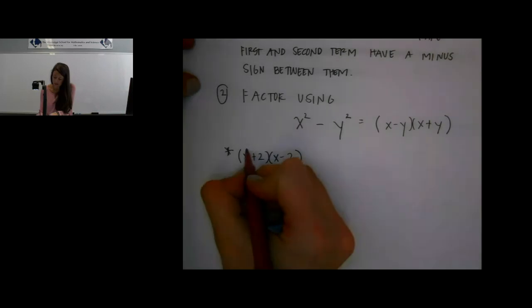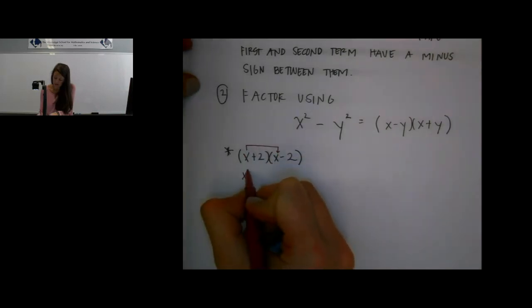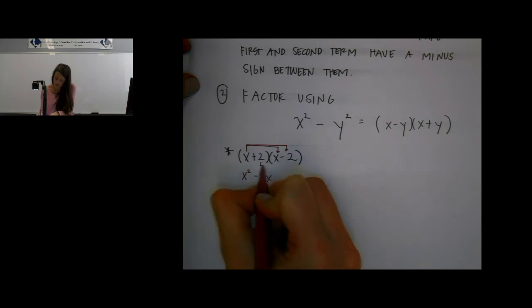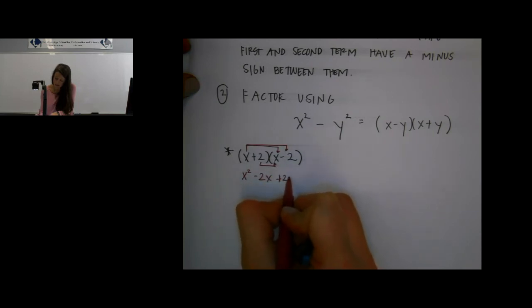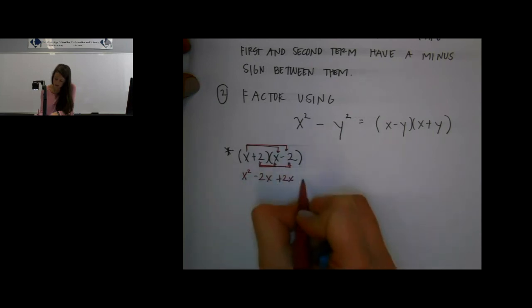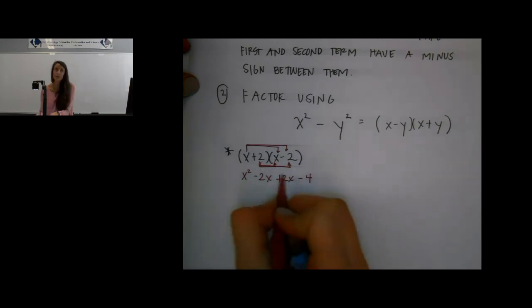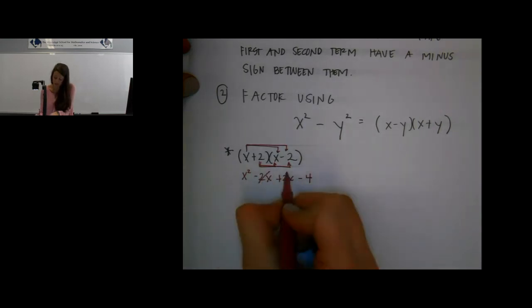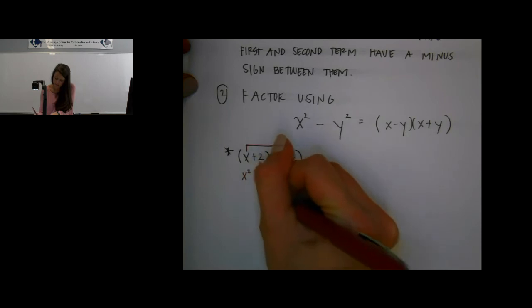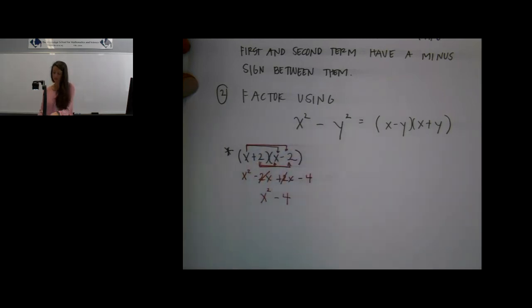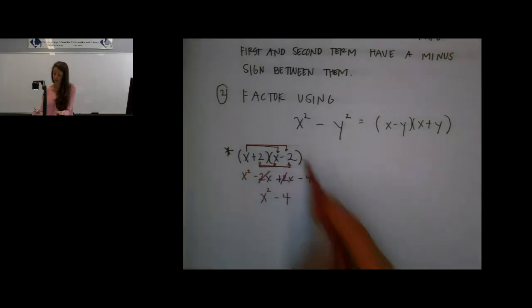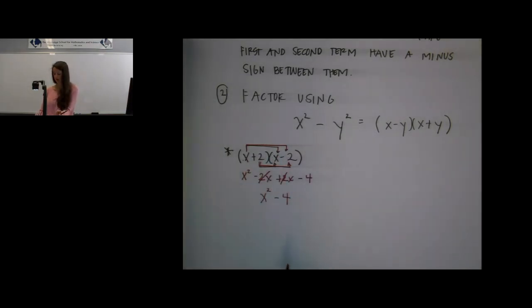Okay, so x times x gives me x squared. x times negative 2 gives me negative 2x. 2 times x gives me 2x. 2 times negative 2 gives me negative 4. What happens to that middle term right there? It goes away, and you're going to be left with x squared minus 4. This is a difference of two squares, and that can factor to x plus 2 times x minus 2.